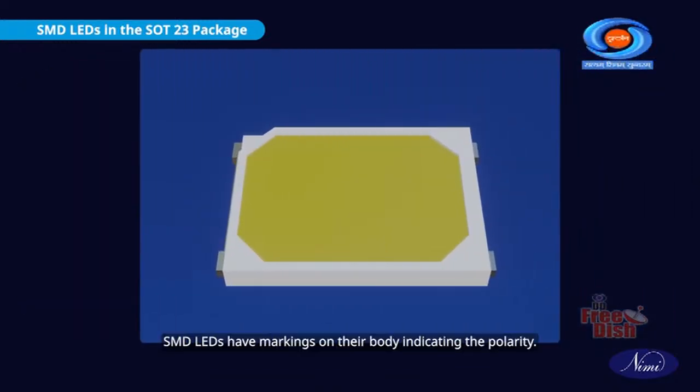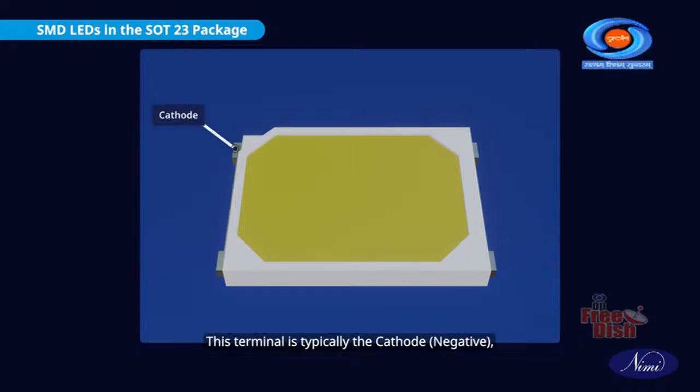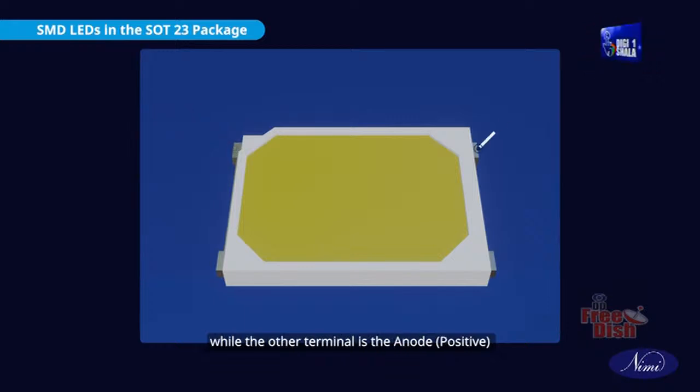SMD LEDs have markings on their body indicating the polarity. Look for a small indicator such as a line or a dot near one of the terminals. This terminal is typically the cathode negative while the other terminal is the anode positive.